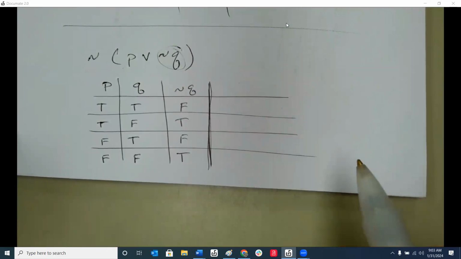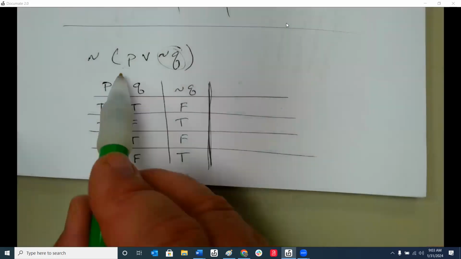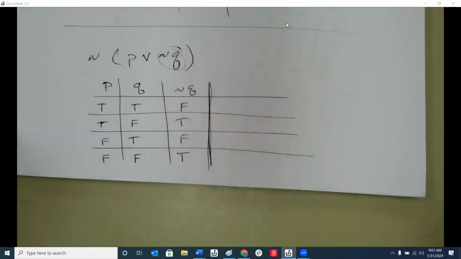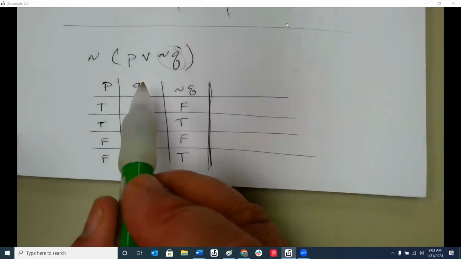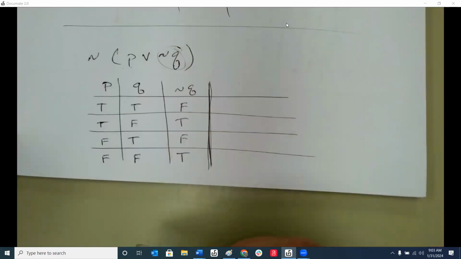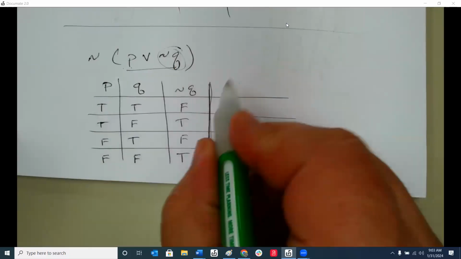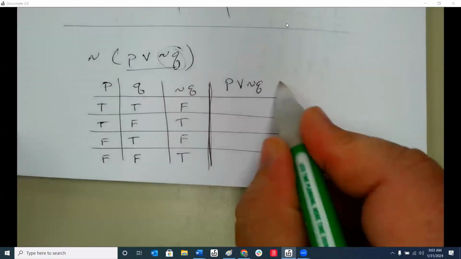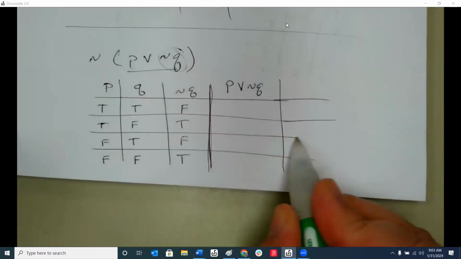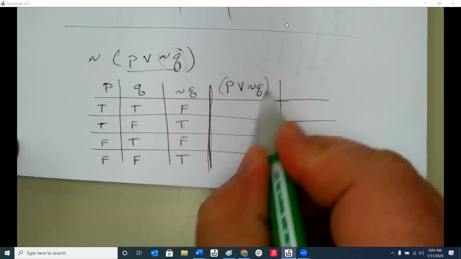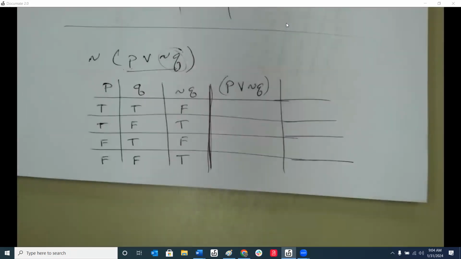Then what do we build? We have P, we have not Q. What do we build next? Not yet. Have we finished everything on the inside? No, we haven't done this whole thing. So we have to do P or not Q. We have to do the parenthesis part. We have to do what's inside the parentheses. Order of operations.